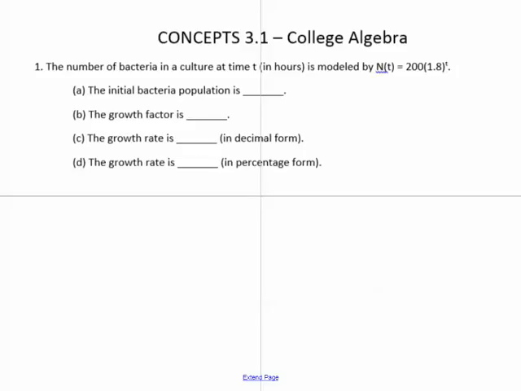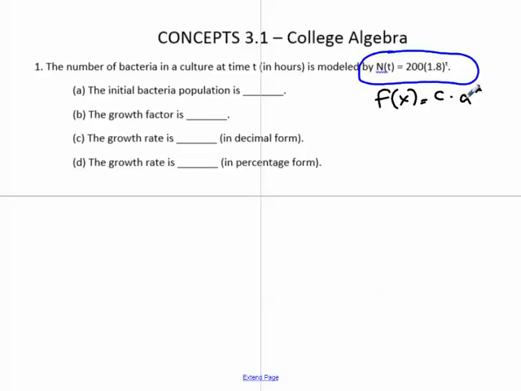The concepts are just basically taking a look at the information that's given to us in a model of an exponential function. If we've got an exponential function that's listed as N of t equals 200 times 1.8 to the tth power, that fits into our f of x equals c times a to the x power. And that means that c is 200. That means my starting amount is 200.